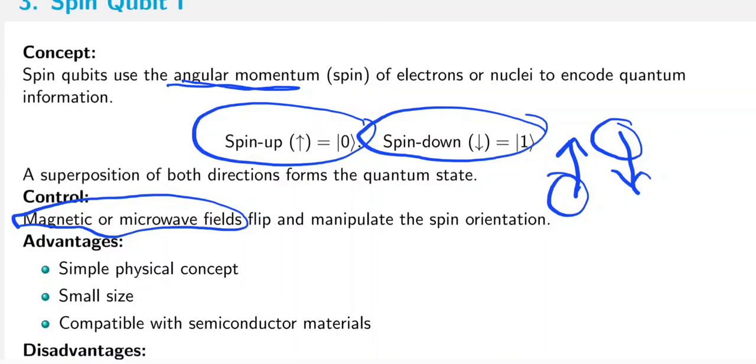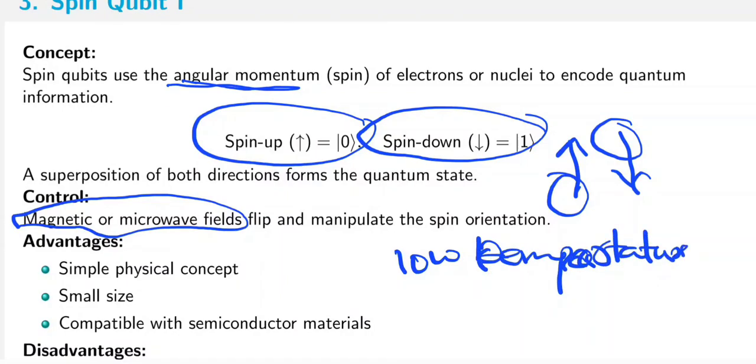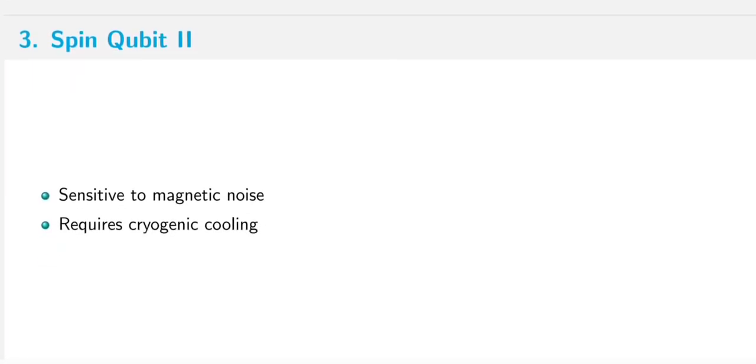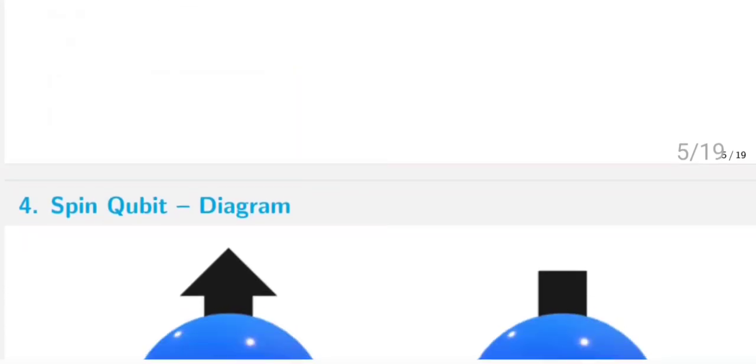The idea is simple, but these qubits have to be kept very cold. That is, we need to operate at low temperature, because any magnetic noise can disturb them. That is the reason we require low temperature. This is what we call cryogenic cooling, which is nothing but low temperature.